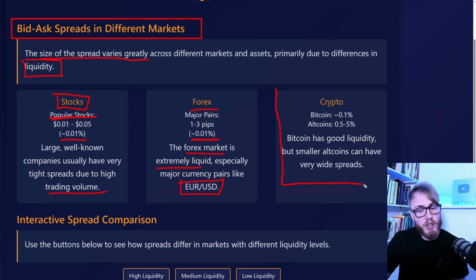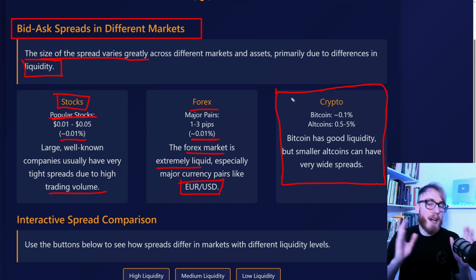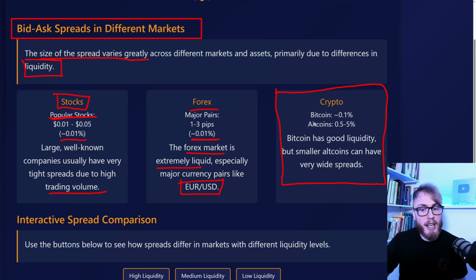Last but not least, crypto has a very big difference when it comes to spreads. Large cryptocurrencies usually have pretty good spreads, maybe 0.1%, sometimes even lower, while altcoins, especially very small altcoins, can actually have a very large spread.